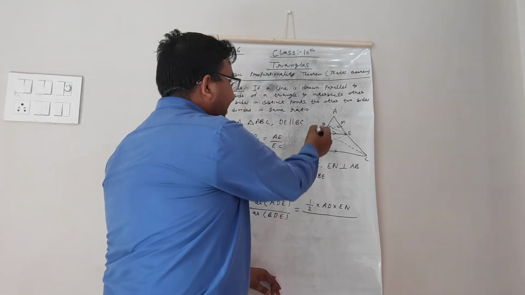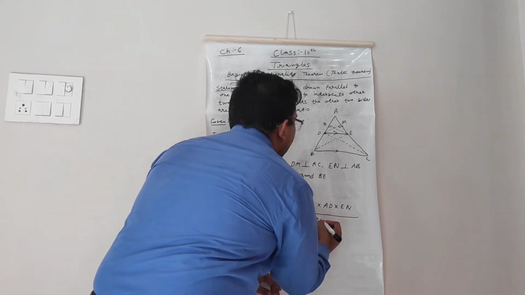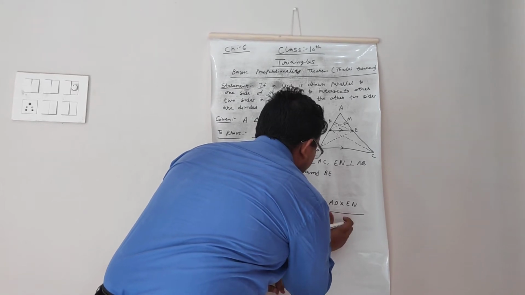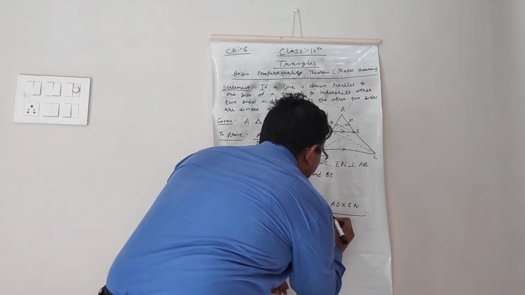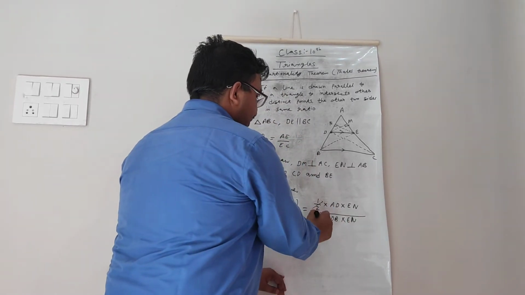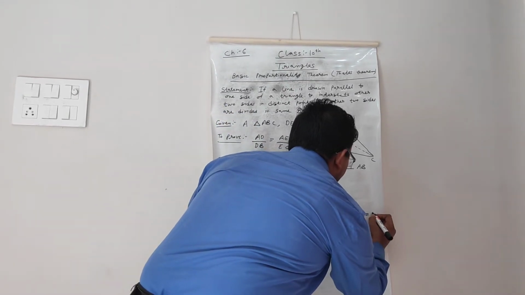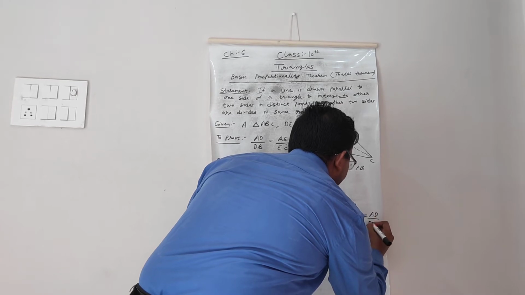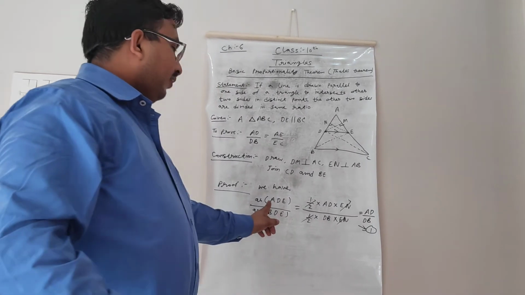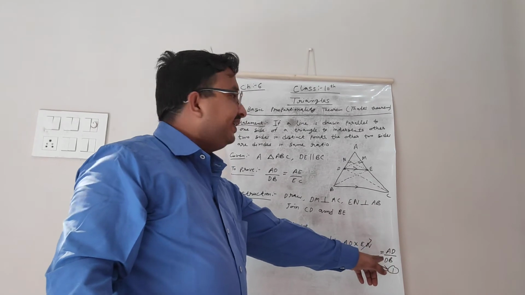For triangle BDE, you can see we are taking 1 upon 2 into base into height. So we are taking its base BD, or you can say DB, 1 upon 2 into DB into EN. Clear? So 1 upon 2 is cancelled by 1 upon 2, EN is cancelled by EN. So we will get AD upon DB. This we can treat as the first equation. Area of triangle ADE upon area of triangle BDE comes out to be AD upon DB.